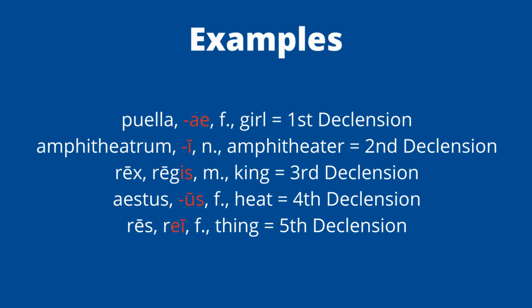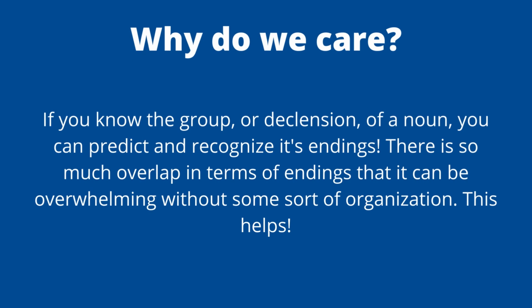Anytime you look up a word in the dictionary, get really quick at being able to identify the genitive singular. That gives you an advantage because if I know the genitive singular, I know what group my noun belongs to, and then I know the endings. And I'll show you how that all plays out in a second. But that's really why I'm telling you this. Why do we care? It's about being able to predict and recognize the endings.